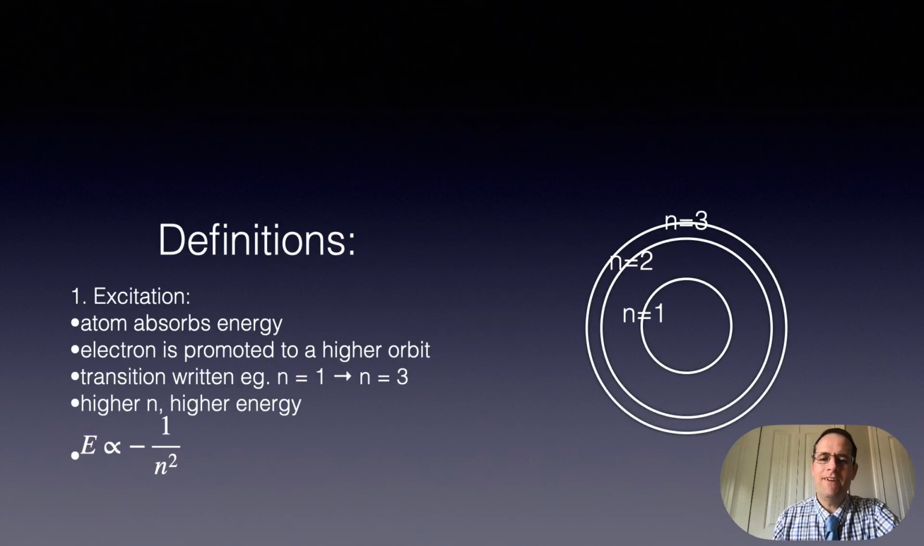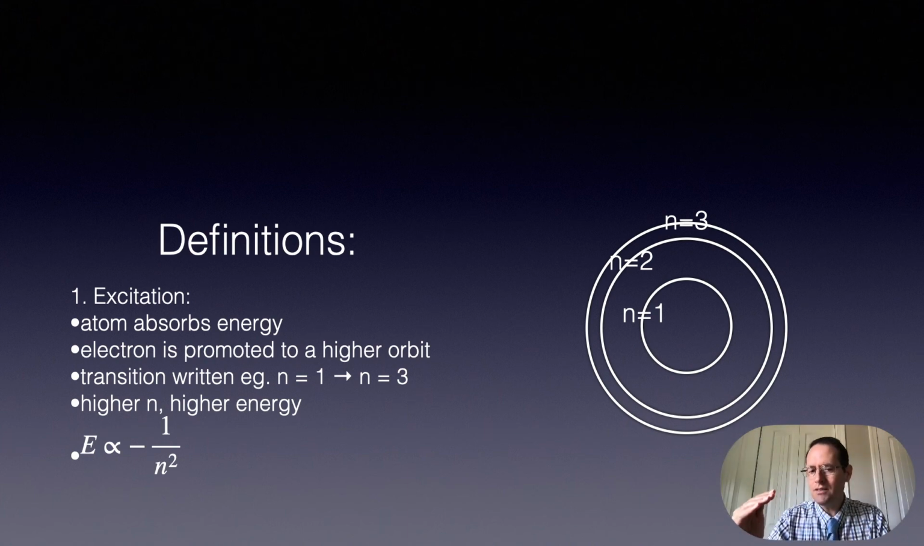First of all, let me define for you what excitation is. An atom is going to absorb energy, and the electron is going to be promoted to a higher orbit. I've got the Bohr model of the atom written out here. N equals 1 is the centralmost orbit, N equals 2 is outside of that, N equals 3 is outside of that, and so on. A transition can be written N equals 1 arrow N equals 3. That means you have an electron in N equals 1 jumping to N equals 3.